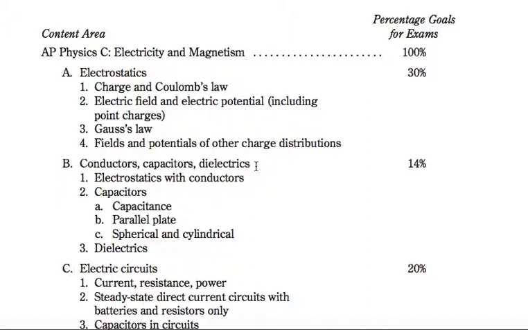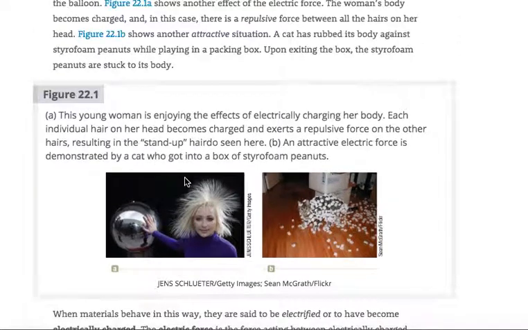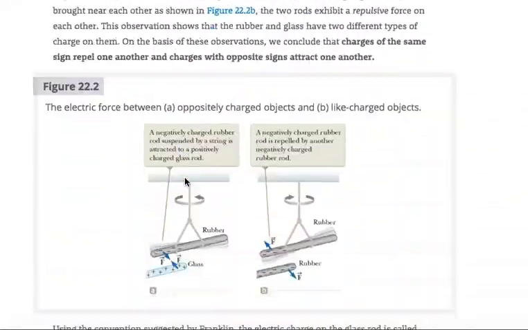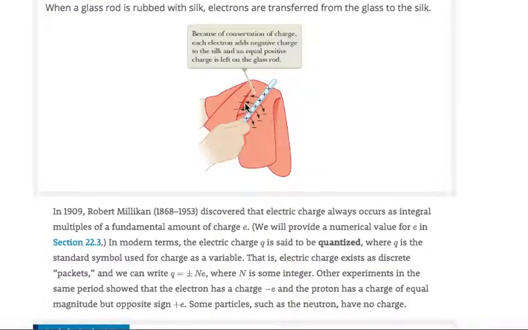You need to know that there are two charges, a positive and a negative, and that charge is always conserved. We can't create it, we can't destroy it. It can move, but it can't be created or destroyed. There are a few different methods to charge an object. The first is through friction, like rubbing a balloon against your hair. The balloon will develop a positive charge, and your hair will develop a negative charge.